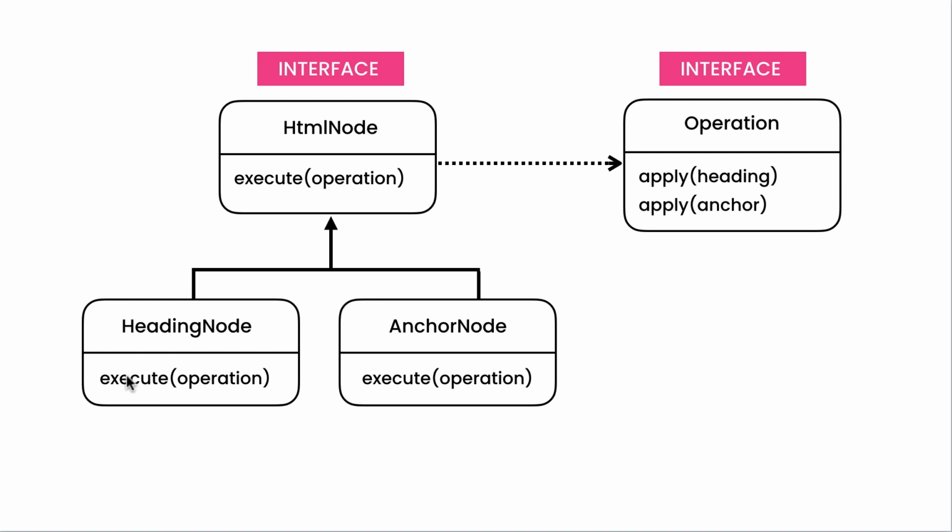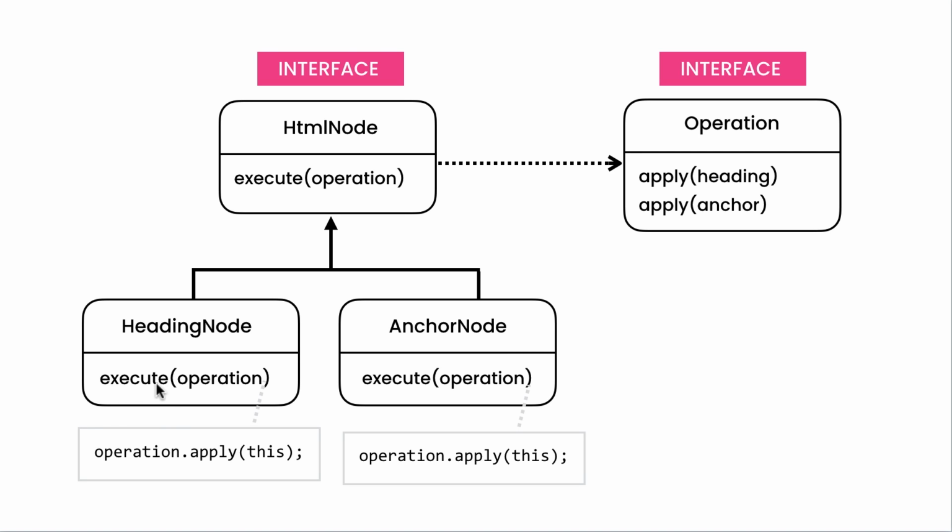Now, what do you think we're going to have in these concrete implementations? It's very simple. Let's talk about this execute method. Here we take an operation object, and this operation object has two methods. The apply method that takes a heading object and the apply method that takes an anchor object. So in this method, we call operation.apply and pass this as the reference to the current object. Because we are inside the heading node class, this will represent a heading node object. So this line will cause the first apply method to be called.